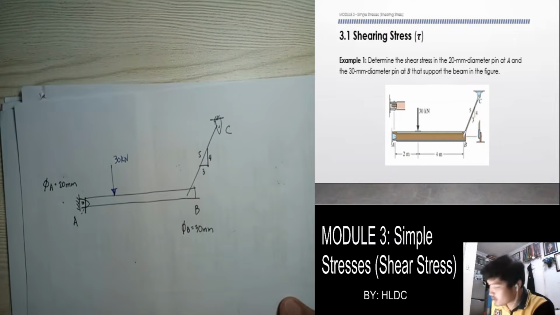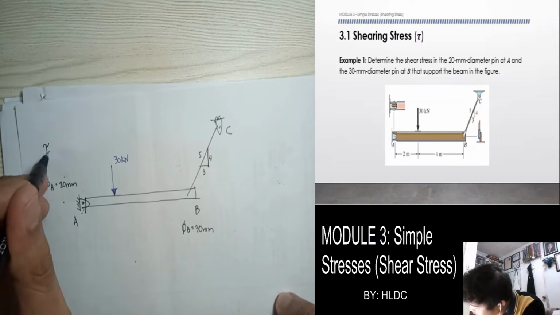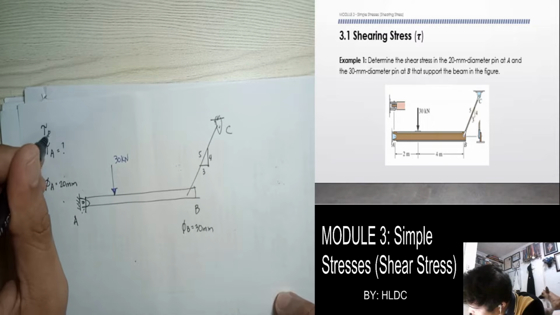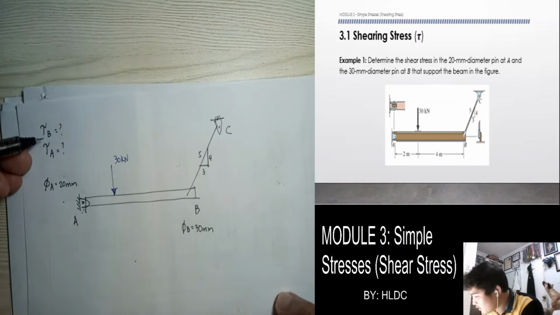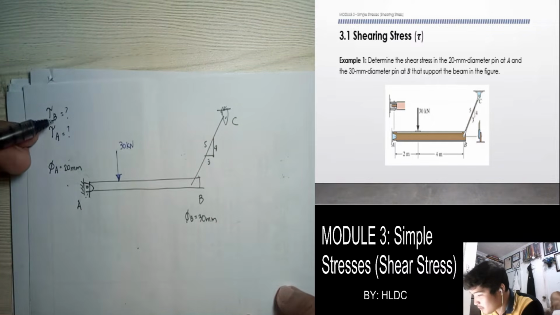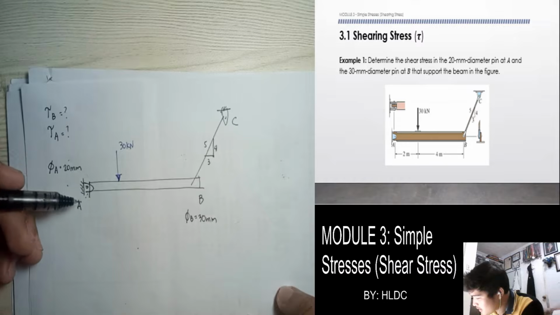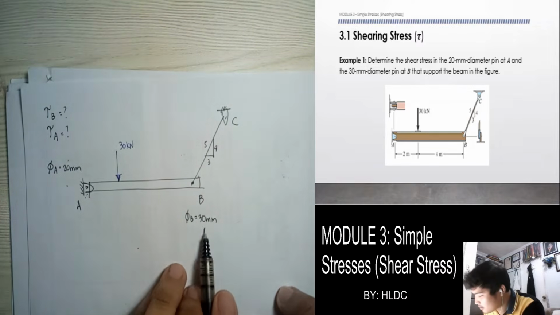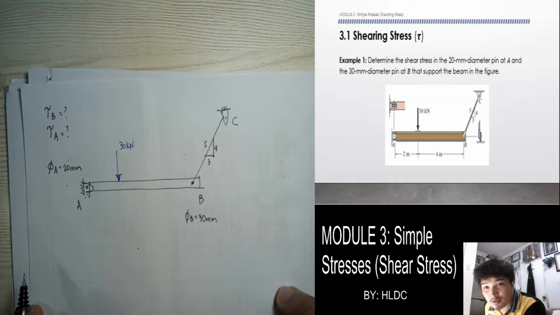Okay, so your question is shear stress at A and then shear stress at B. So para makuha natin yung mga shear stresses na yan, kailangan malaman natin yung shearing force at A and also area at A, and then shearing force at B, and then yung diameter area at B. So yung area madali na given yung diameter. So para makuha yung mga shearing forces, edi palabasin natin yung mga support reaction.